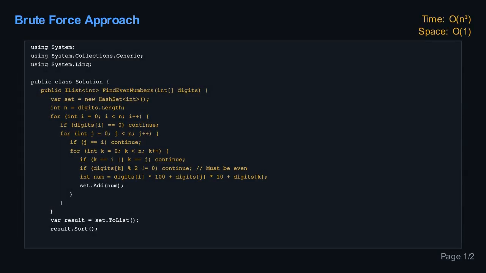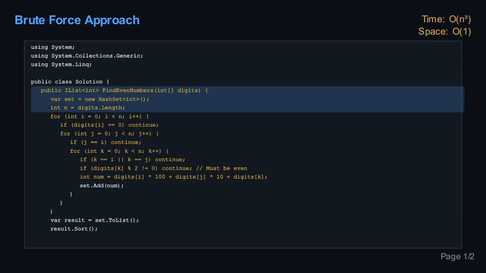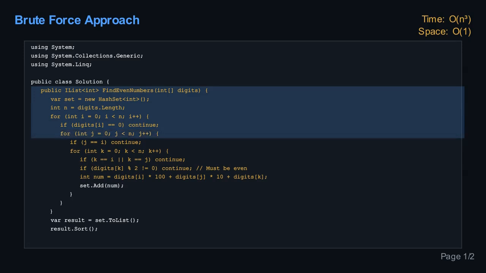A straightforward but inefficient approach is brute force. We could use three nested loops to pick three distinct digits from the input array. For each combination, we form a number, check if it's three digits, even, and if its first digit isn't 0. We then add valid numbers to a hash set to ensure uniqueness.